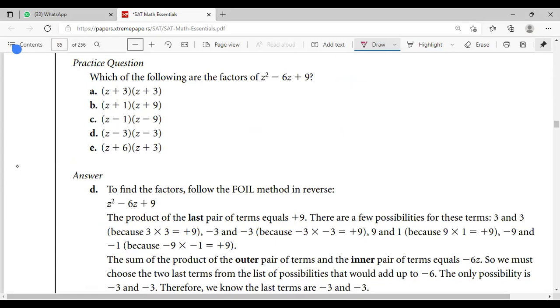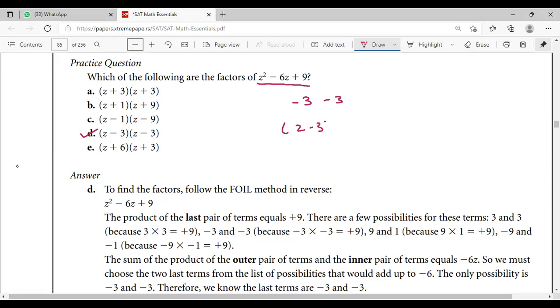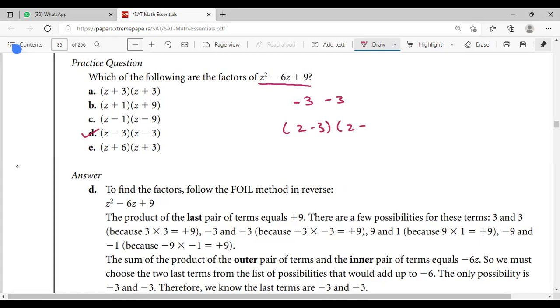Which of the following are the correct factors of z square minus 6z plus 9? All we need to know is we need two numbers such that when we multiply them, we get 9z square. So the two numbers are minus 3 and minus 3. And when we add them, we get minus 6z. So this is not the answer. This is the answer, right? Because we can write it down directly as z minus 3 and z minus 3. Is it clear? Yes, ma'am.